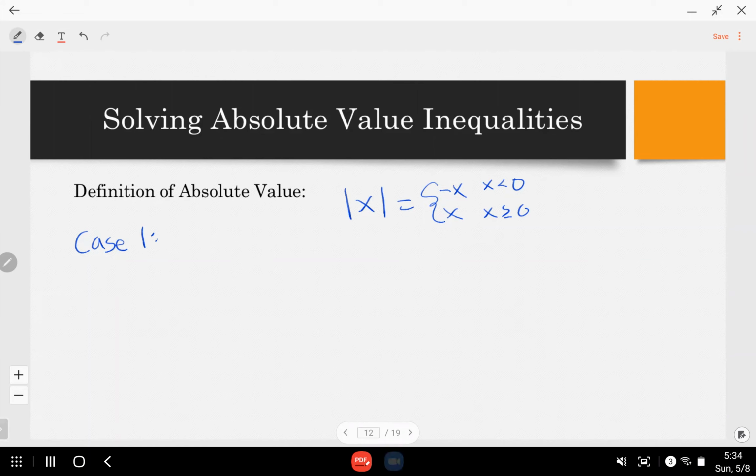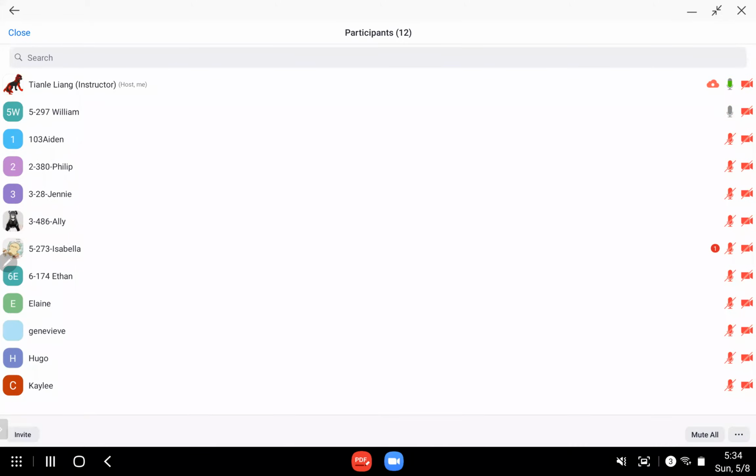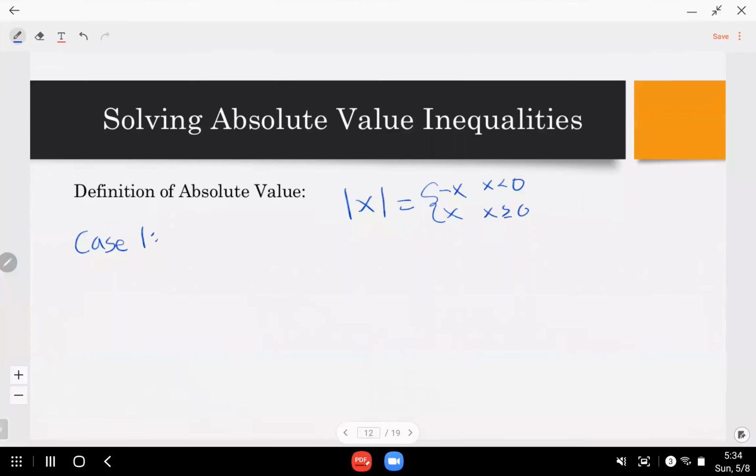Does anybody know what case 1 is? Just name a case. You can blurt it out if you want. So case 1 is when the absolute value of x is less than a positive number. Very good. Okay, with A is positive.